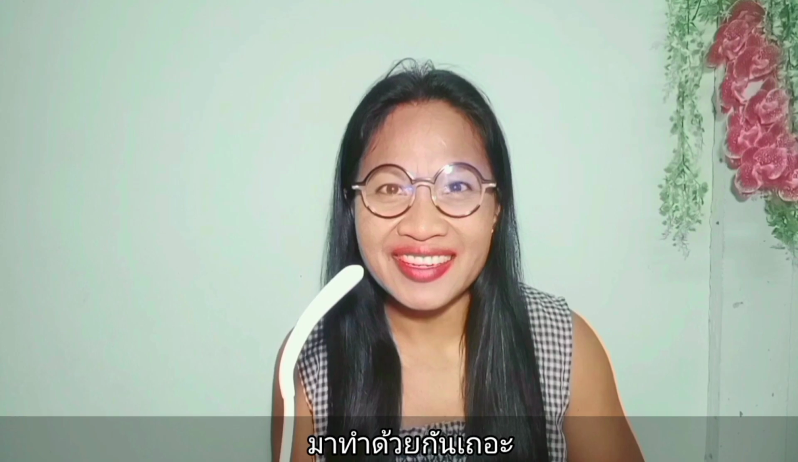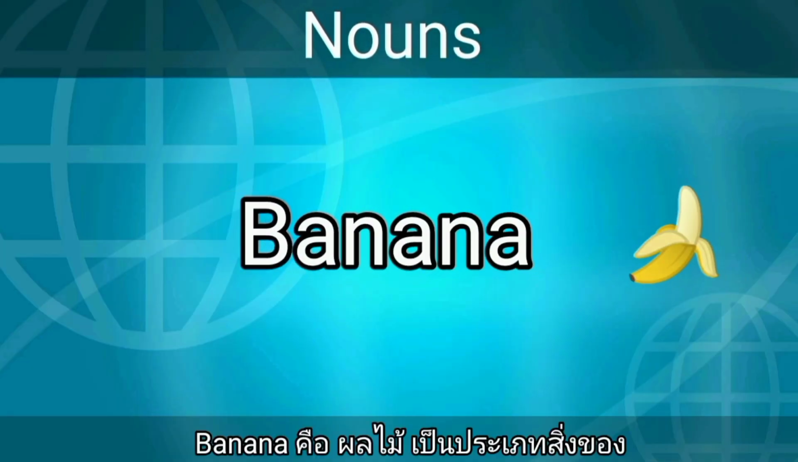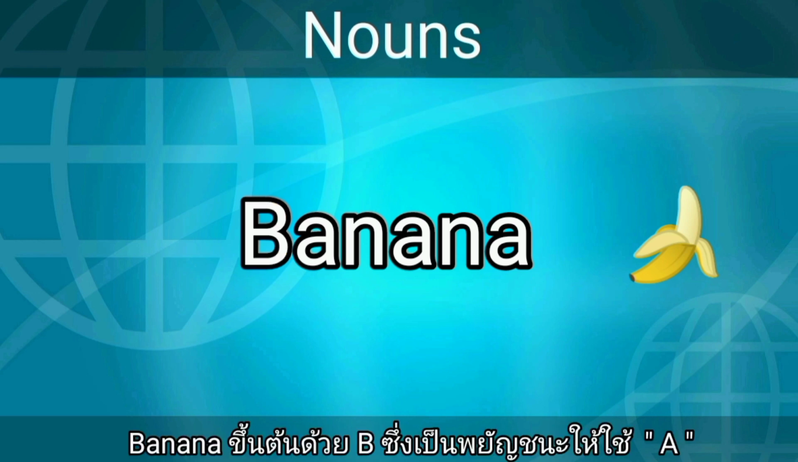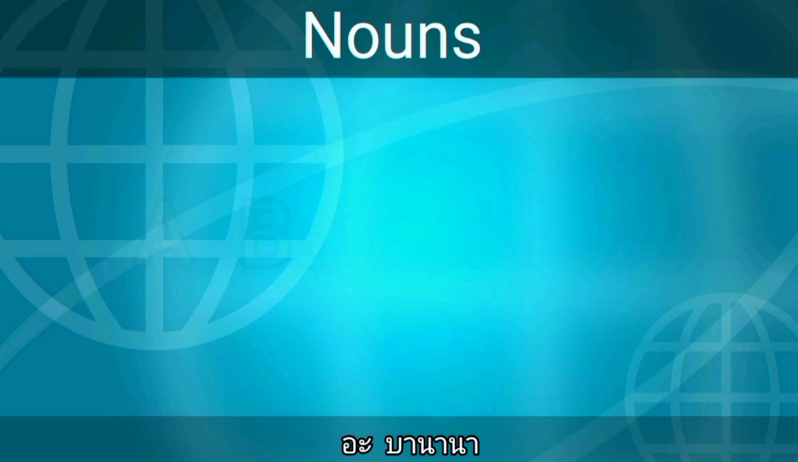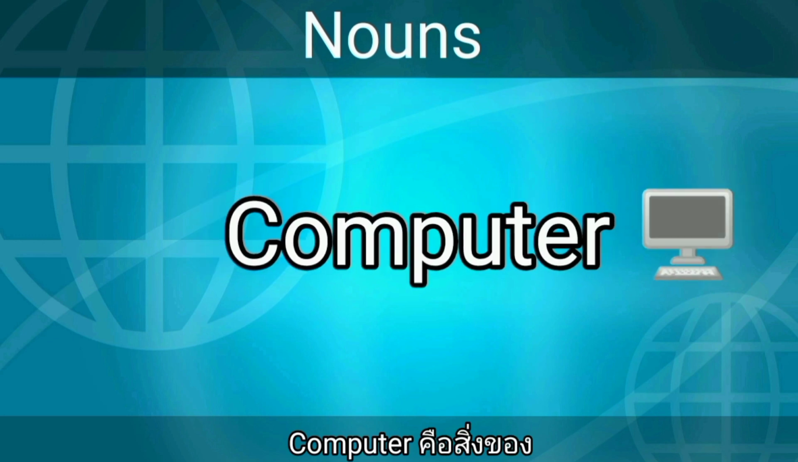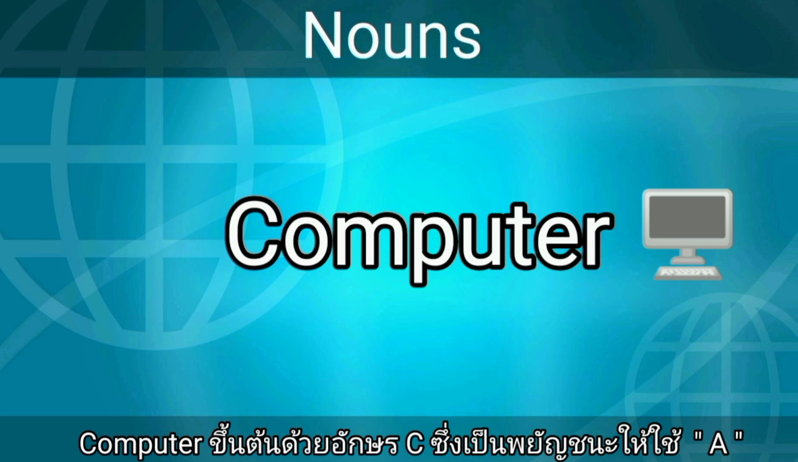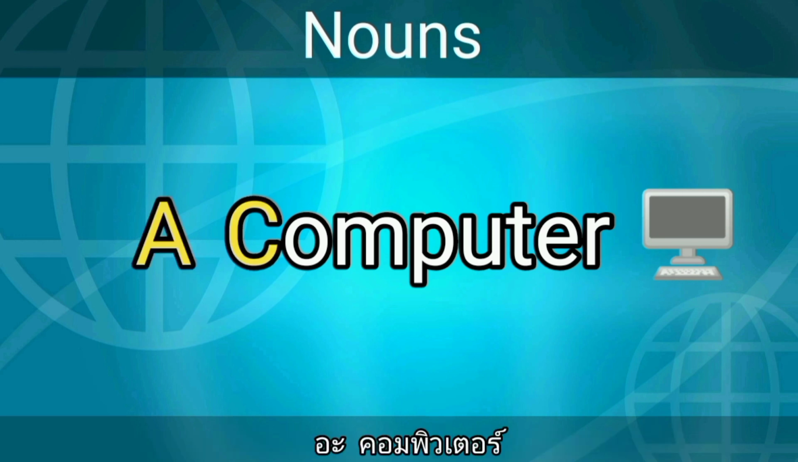Let's do it together. Banana. Banana is a fruit. It is a thing. Banana starts with B. B is a consonant. Then put a banana. A banana. Computer. Computer is a thing. Computer starts with letter C. C is a consonant, then put a computer, a computer.